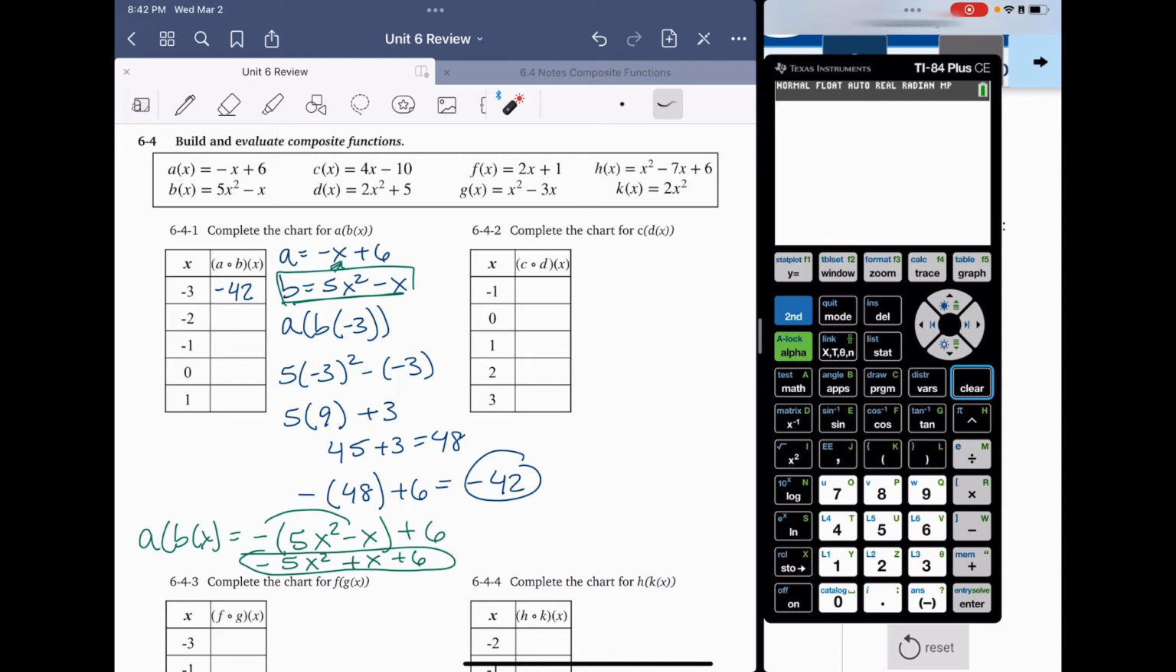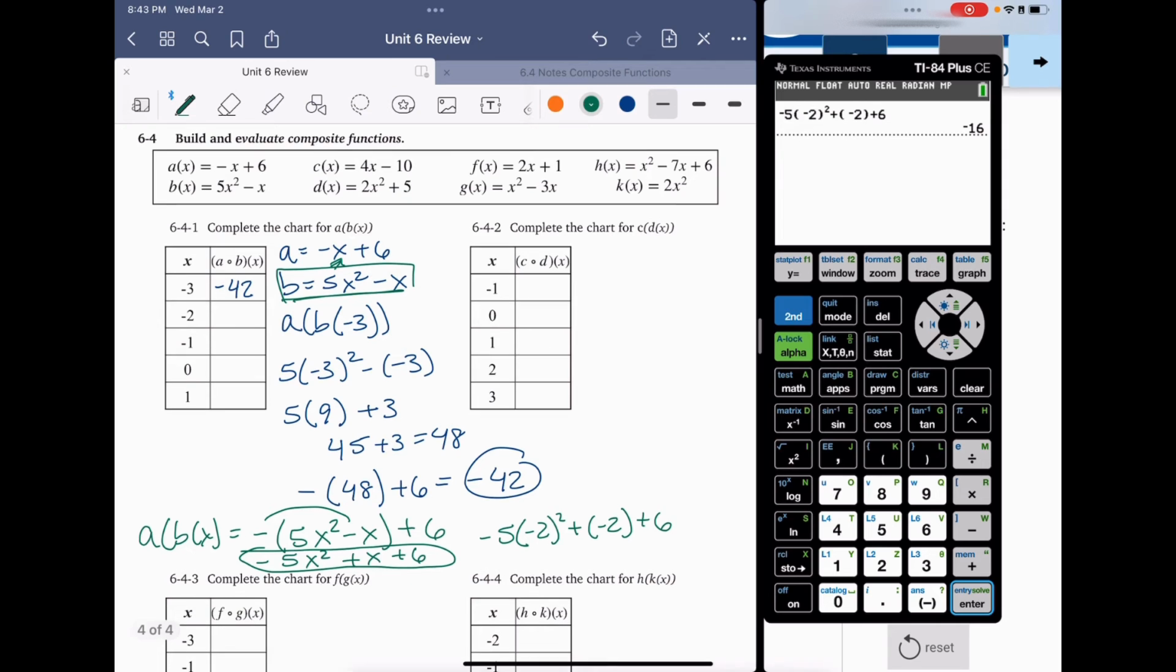That's why I have the calculator here. I'm going to use it to write my equation and just change my value. I have negative 5, and then in parentheses, I'm going to do it for negative 2 first. So negative 5, and then I'm going to plug in negative 2 squared plus negative 2 plus 6. This is plugging in that next value of negative 2. Let's do that on the calculator. Then plus negative 2, and then plus 6. Go ahead and enter, and we get negative 16.